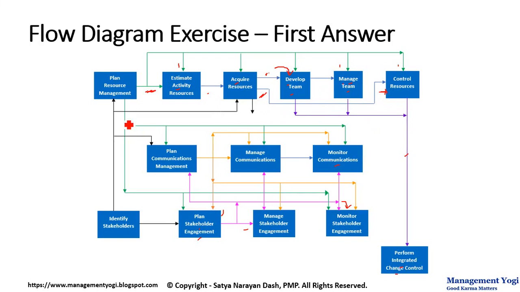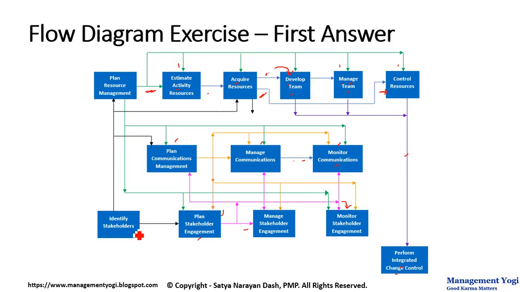Next, this resource management plan is also acting as an input to plan communications management, manage communications and monitor communications. Then we have plan communication management, whose output goes into manage communications, the output of which will be project communication. This project communication will act as an input to the monitor communications process.